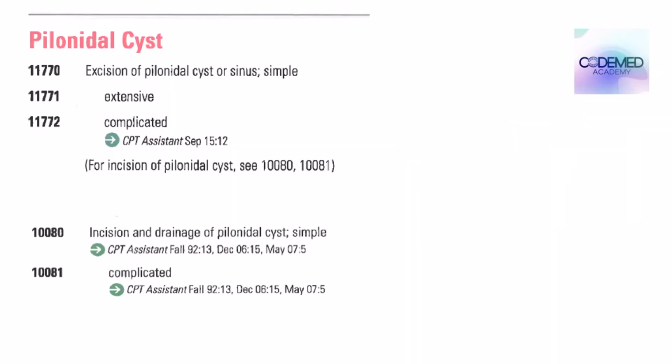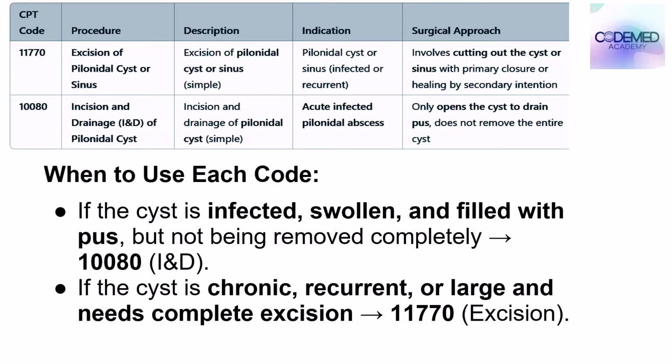So this is the classification. Pay attention. These are the excision codes and these are the incision codes. And codes like 10080 are incision and drainage, simple, and this is complicated. So when to use the code?